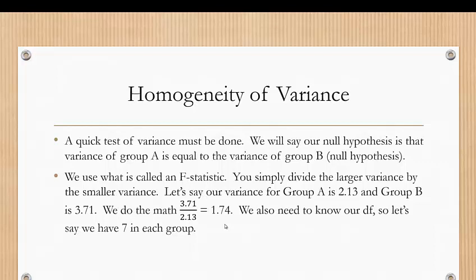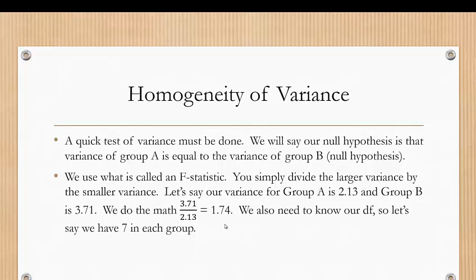Now, we have 7 students in each of these groups, these imaginary groups that we're using here. So our sample sizes are equal. Now we're testing to see whether our variance is equal. So we divide the larger by the smaller, and we get an F value of 1.74, and for our degrees of freedom, we know we have 7 students in each group.